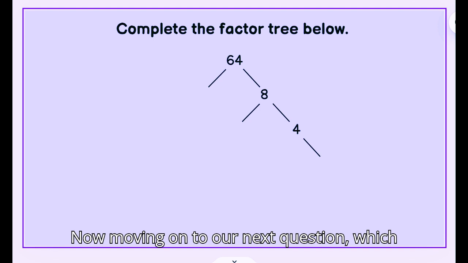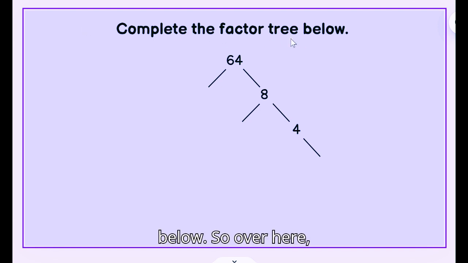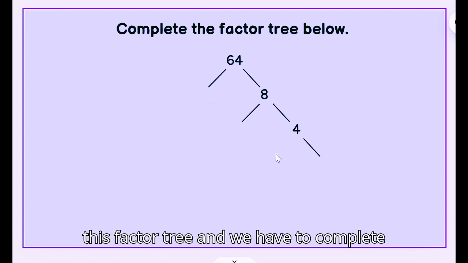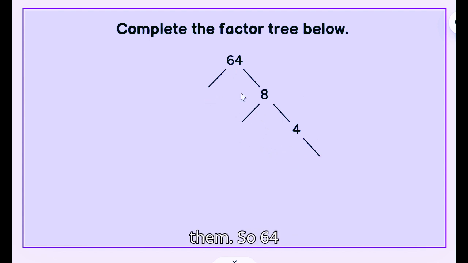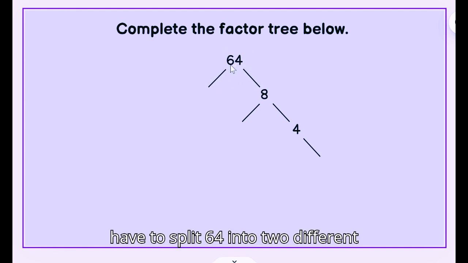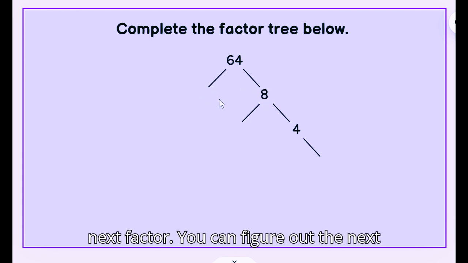Now moving on to our next question, which asks us to complete the factor tree below. So over here, you can see this factor tree, but we have some of the values which are missing in this factor tree and we have to complete them. So 64 is a number that we start with. We have to split 64 into two different factors. One of the factors is given, which is 8, and we have to figure out the next factor.